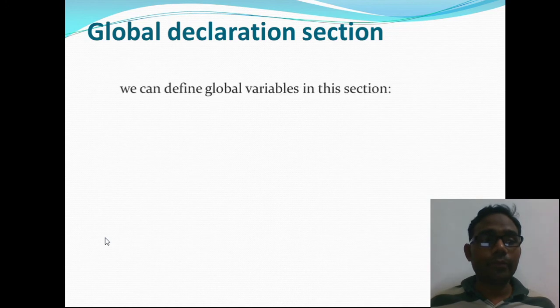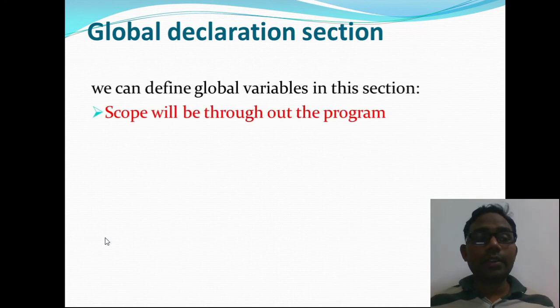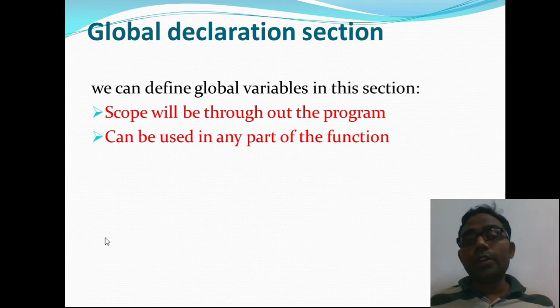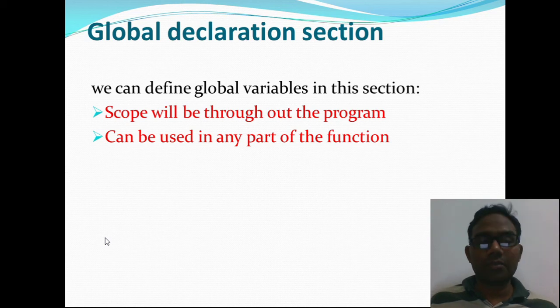A function will have variables. If you declare a variable inside a function, it is called a local variable. If you declare the variable outside the function, it is called a global variable. Global variables are declared under the global declaration section. We can define global variables in this section. The scope will be throughout the program. The variable will be created and can be used in any part of the program. Suppose I have more than one function, I can use it wherever I require. I need not redeclare the variable.